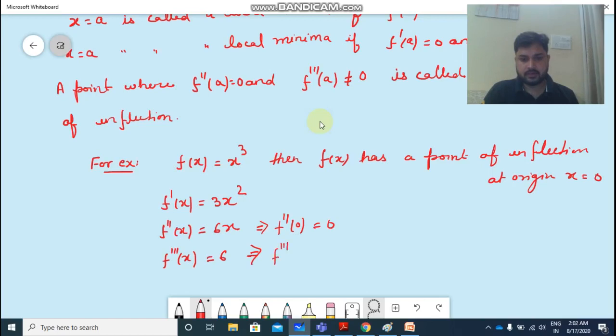f triple dash 0 is 6, which is not equal to 0. So the double dash derivative at origin is 0, but the triple dash derivative is not equal to 0. That means x is equal to 0 is a point of inflection.